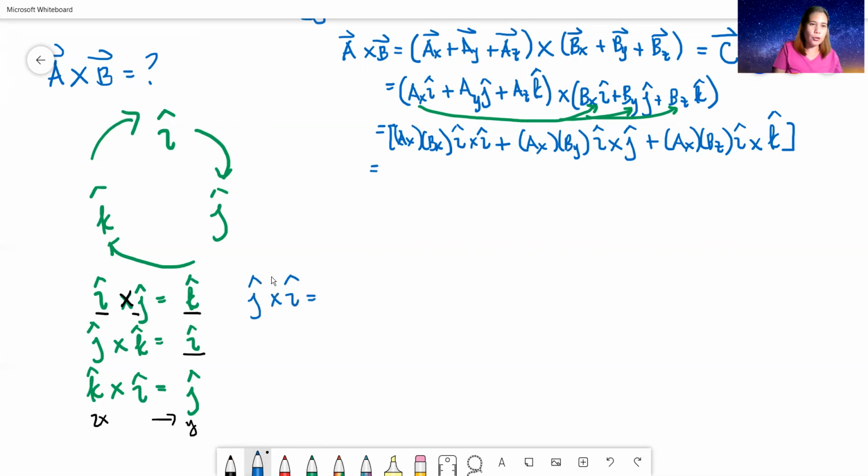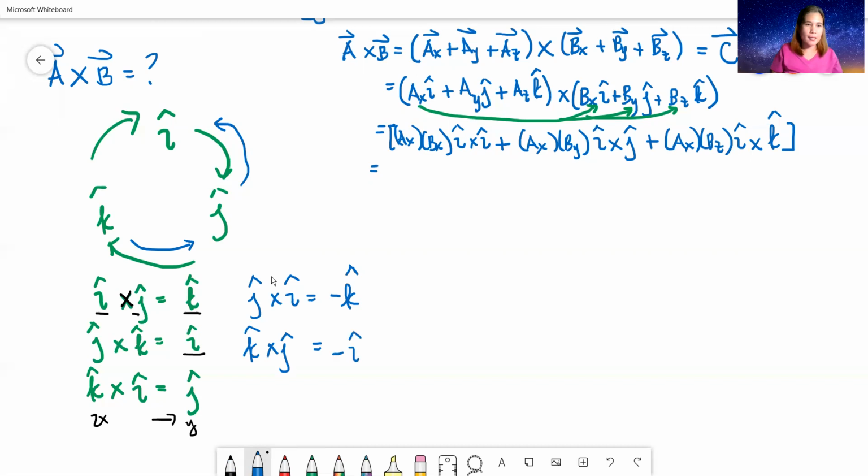So, you go to your guide, ito yung guide natin, J cross I, you are going in the counterclockwise direction. So the following direction here, K hat, would have an opposite direction. So it will be going towards the negative K hat. The same thing is true here. So you have K cross J. K cross J is also counterclockwise. So I'll have negative I hat.